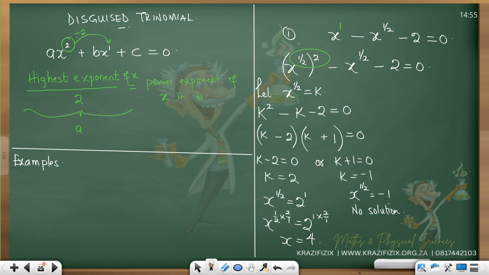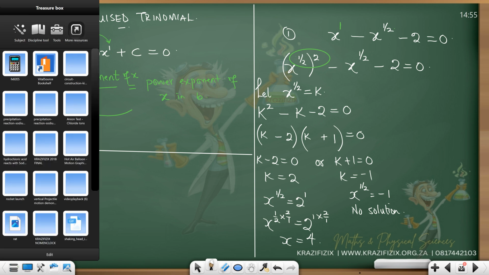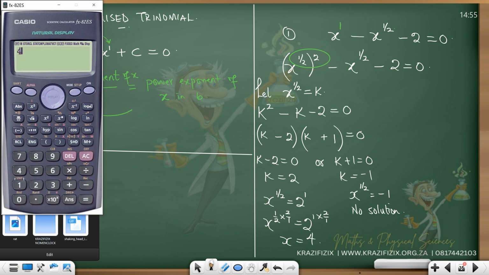I don't know if that makes sense. We can test. Hold on. Let's test if we are correct. x is 4, minus 4 to the power 1 over 2, minus 2. Check. 0. It's a trinomial, but it's disguised as if it's not a trinomial. And do you notice we have 2 answers, but only one is working. What is the highest exponent of x? It's 1. One solution. Talk to me, everybody.